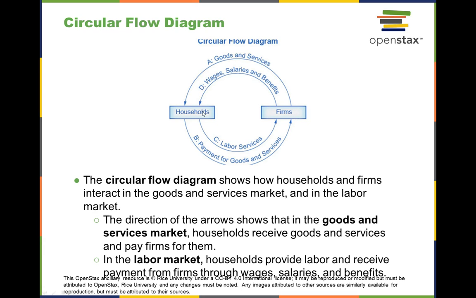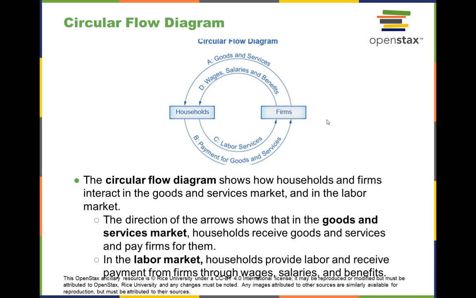Now, the households also transfer factors of production like labor. They sell their labor, their work, to firms. They work for them as employees. And then the firms turn over wages, salaries, and benefits. And so you can see this makes a circular flow, which is why it's called a circular flow diagram. It shows how households and firms interact in the goods and services market and in the labor market.